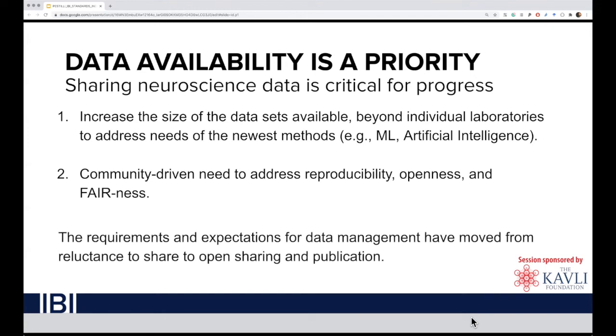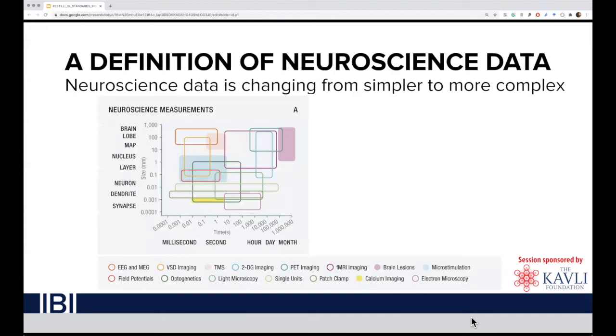And these are the two needs that have been promoting sharing of data. So for this, the requirements and expectations for data management have also moved from a reluctant sharing to an open sharing. At the same time, because of the globality of the efforts and because of the changes in needs with sharing data, a different perspective of the definition of neuroscience data also has emerged. Early on, the definition of neuroscience data focused primarily on measurements.